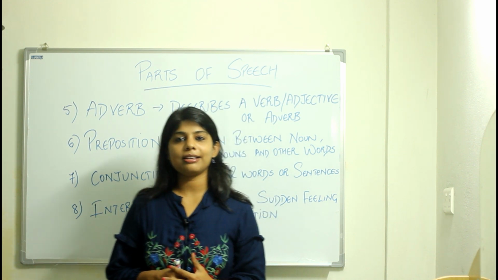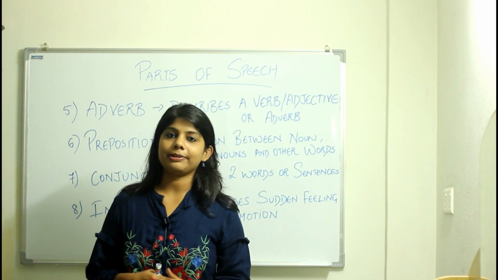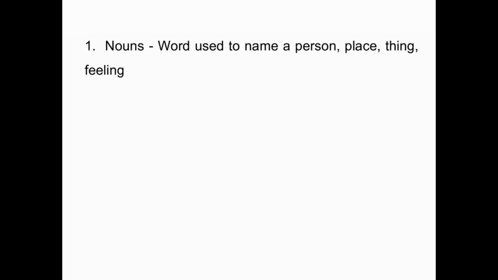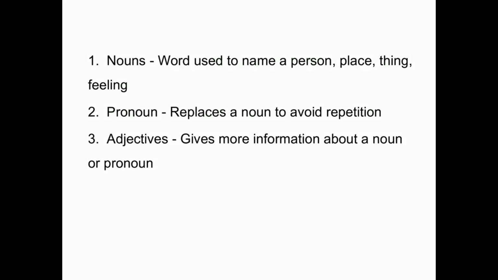Let's now summarize all that we have learned today so that you can remember all the concepts properly. A noun is a word used to name a person, place, thing, or feeling. A pronoun is used in place of a noun to avoid repetition. He, she, you, they, it are all examples of pronouns. Adjectives provide information about nouns or pronouns. They answer questions related to quality, size, number, and quantity.